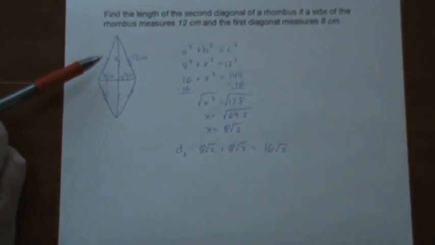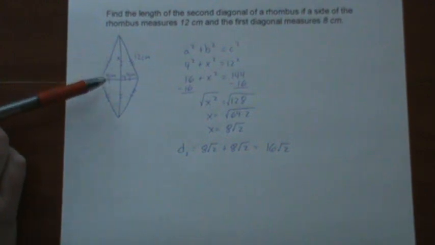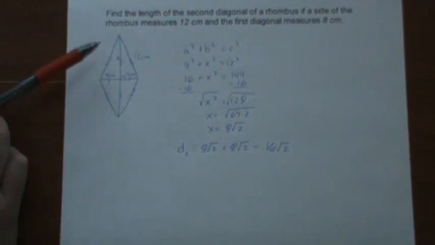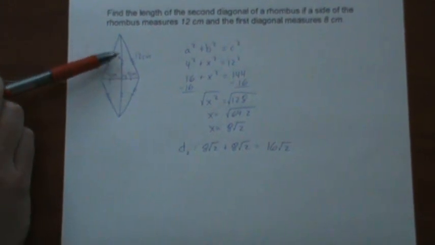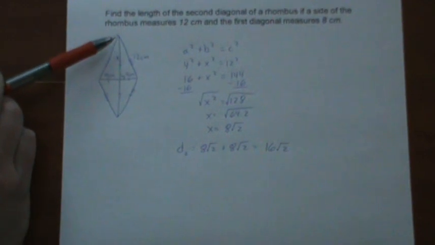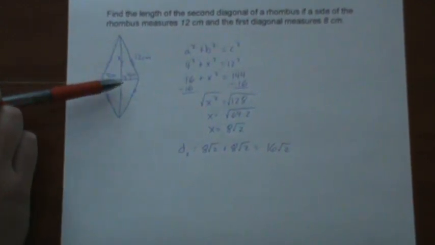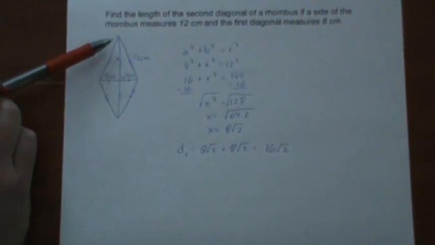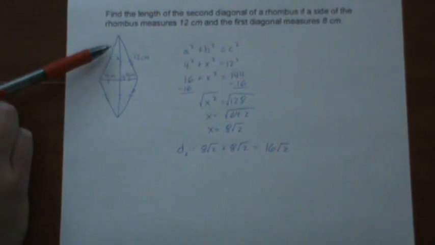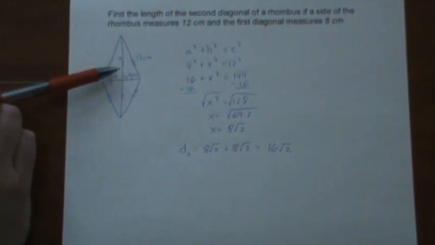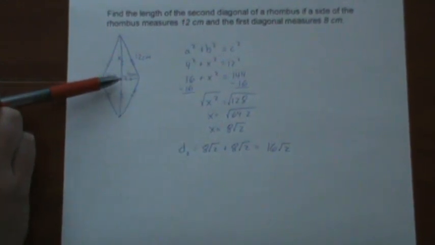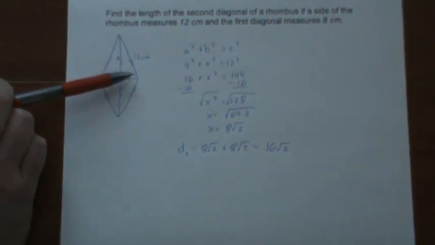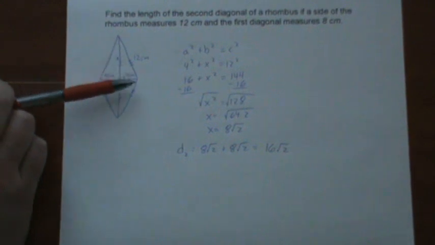I'm asked to find the length of the second diagonal, and rather than find the length of the second diagonal right away, I'm just going to find the length of a section of that second diagonal, because if I look closely, I have 4 right triangles that are all actually congruent. So in my right triangle here in the upper right, I don't know this section right here of leg, which I'm going to call x. I do know this section of leg, which is 4. And I know the hypotenuse, which is 12.